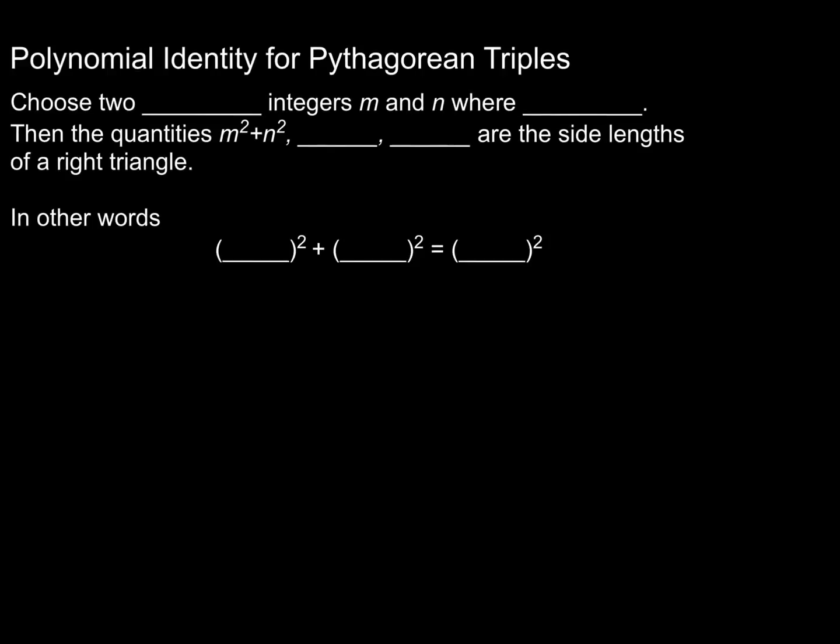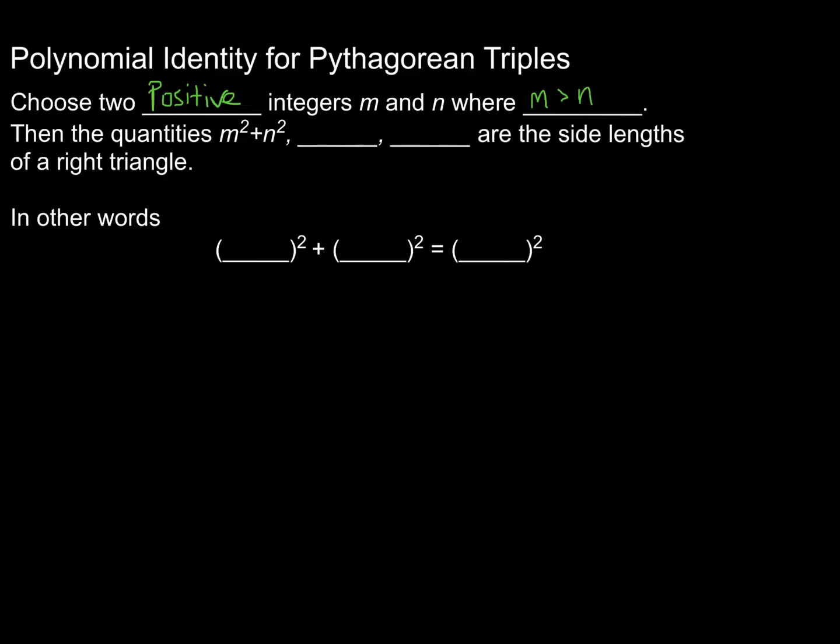So we want to choose two positive integers. Remember, it doesn't make sense for the side lengths of a right triangle to be negative. And we also realize that m and n can't be equal. If they were equal, then you would have a side length of 0. And if one of them was less than the other one, you would run into a problem when you took the difference of the squares. So we stated that m had to be greater than n.